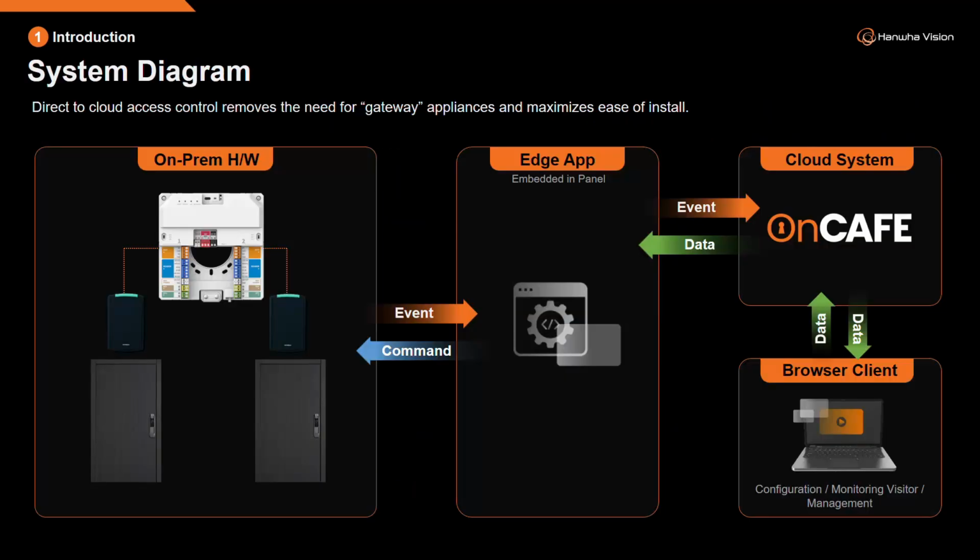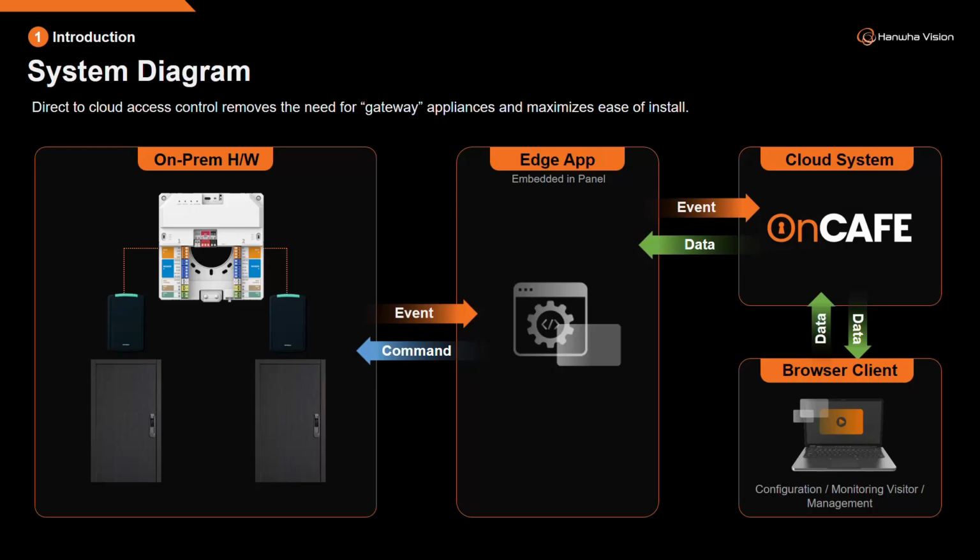An important thing to know is our connectivity architecture. We have our on-prem hardware. We have our controllers that you see on the left-hand side, and they connect to readers and all the wiring in the walls to your doors. Each controller is directly connected to the cloud. It has a cloud connector built in. We don't need any additional appliance or gateways to connect to the cloud, reducing cost and complexity.